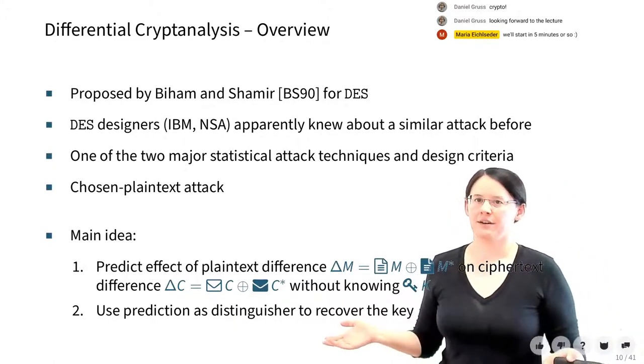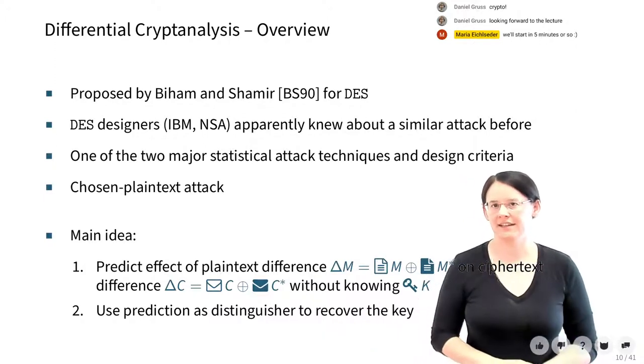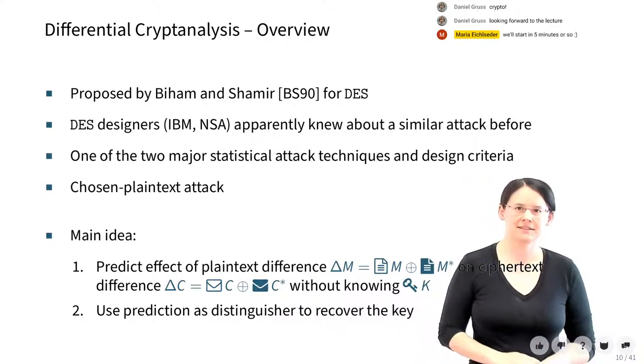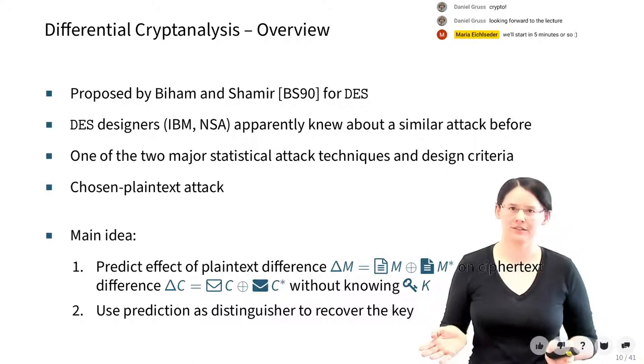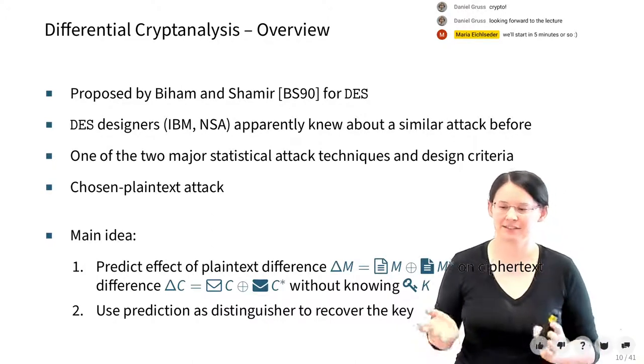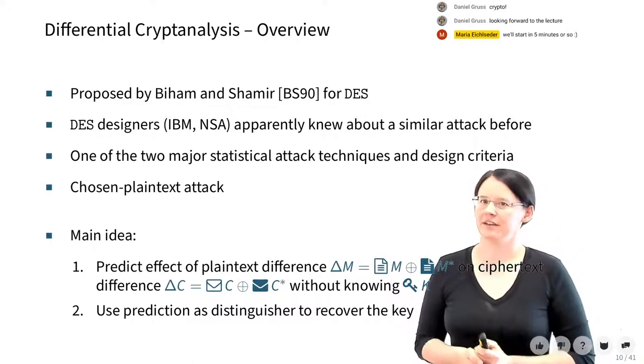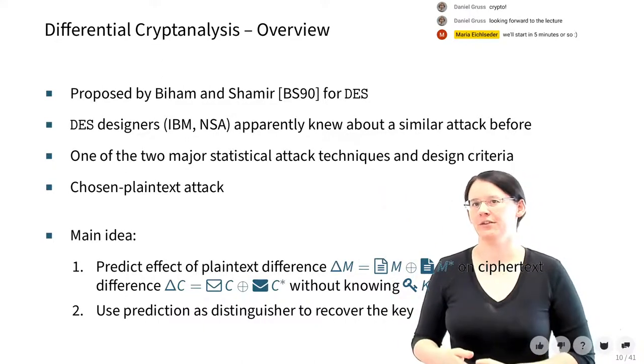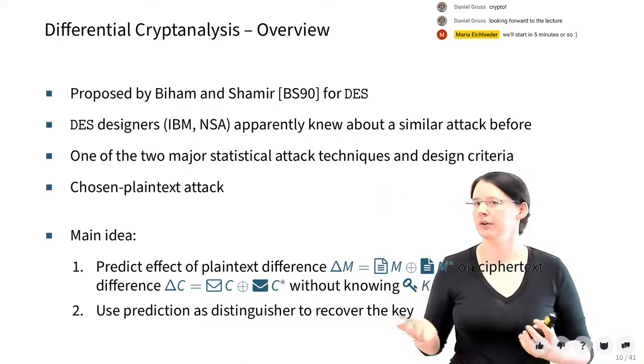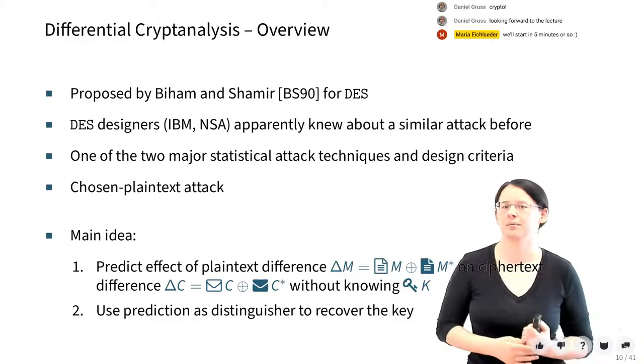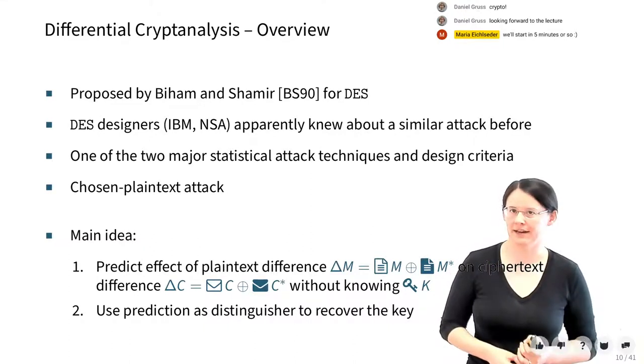It's, as I already said, one of the two major statistical attack techniques. And this means that whenever people propose a new block cipher, there always is expected some reasoning why this cipher is secure against this attack. So why the number of rounds, for example, is sufficient to protect against differential cryptanalysis.